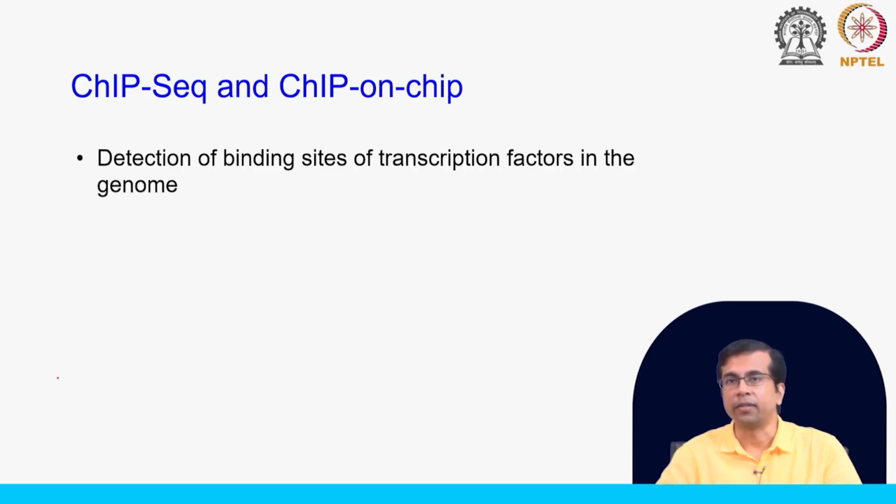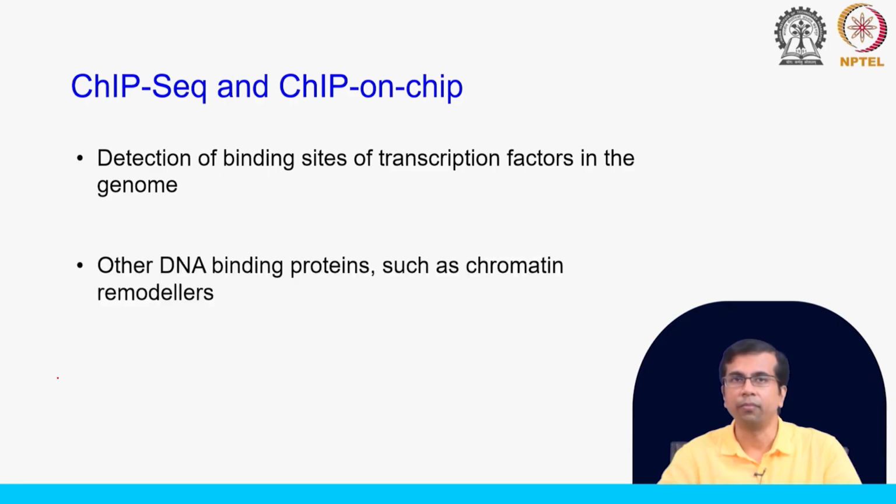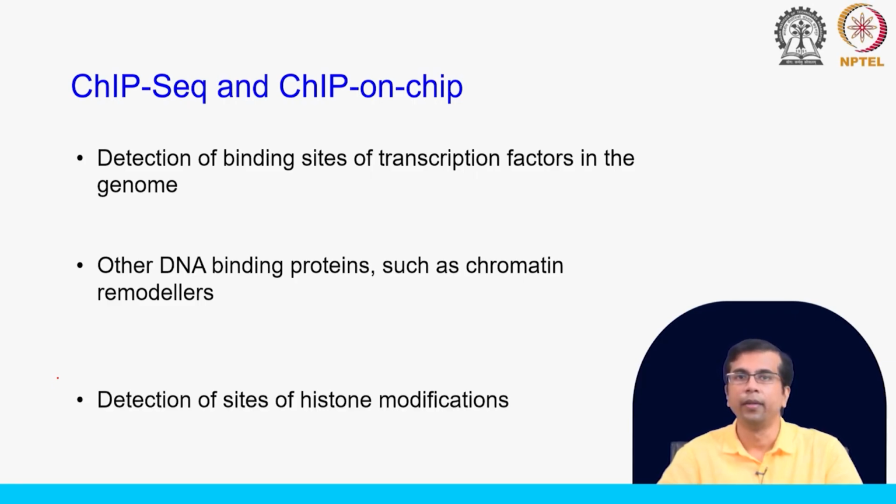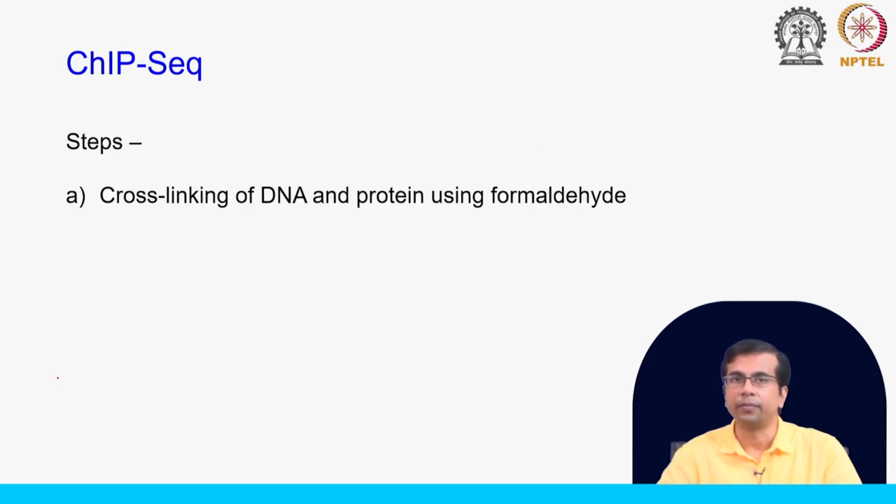These methods allow us to detect binding sites of transcription factors in the genome, and they can also detect binding of other DNA binding proteins such as chromatin remodelers. Any protein that can bind on the DNA, we can detect their binding sites, their locations, etc. And we can also detect the sites of histone modifications. We have not talked about this at all, and ChIP-seq offers us a way to identify these histone modifications.